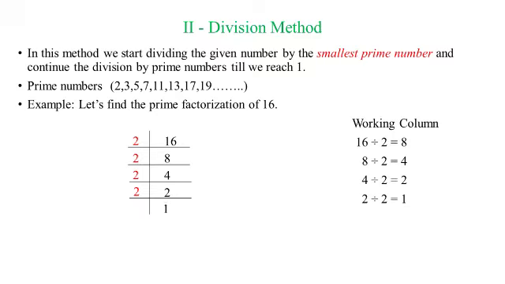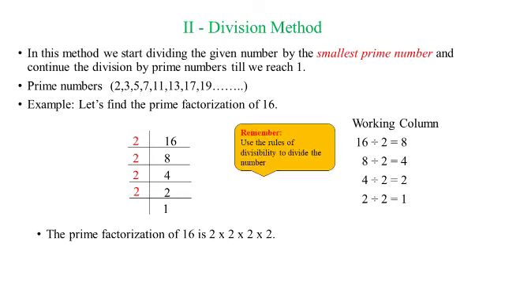Now we got 1 here, so we stop dividing. Now we write the prime factorization of 16 as the product of all the prime numbers that we have on the left side of the standing line. Thus, prime factorization of 16 is 2 into 2 into 2 into 2.